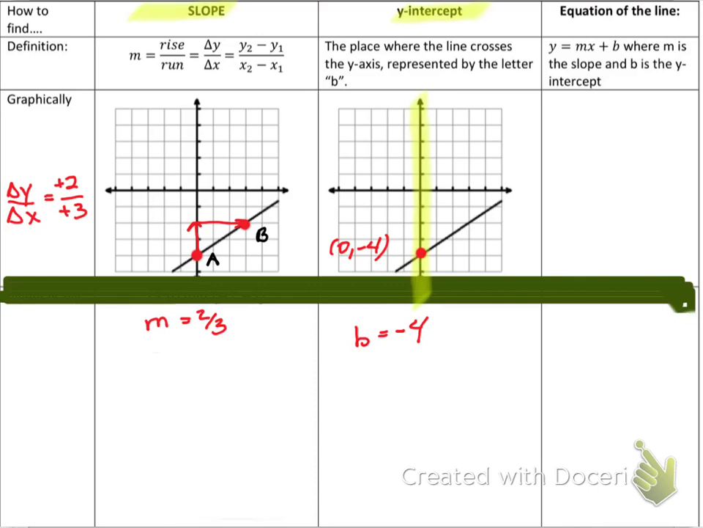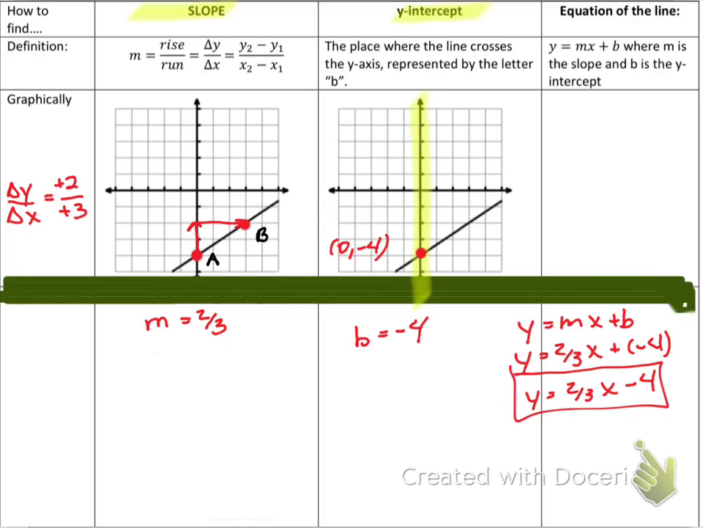Then we have to put all of this information together into a single equation. So we have y = mx + b, and that becomes y = 2/3 x + (-4), or we can simply write it as y = 2/3 x - 4.